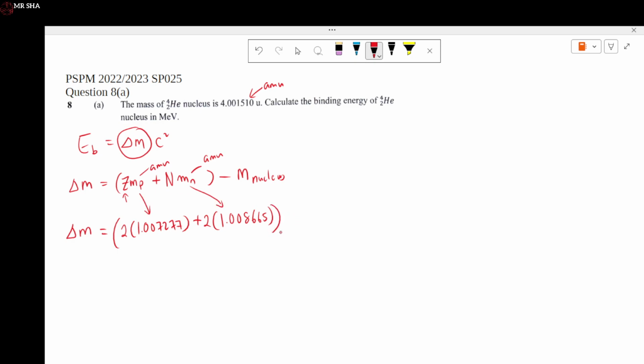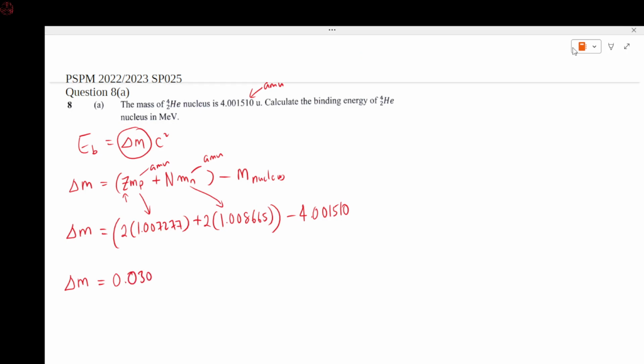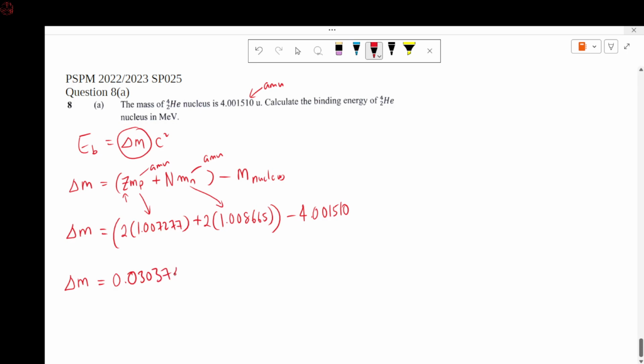So the total of that, minus what you have here, which is the mass of the nucleus, 4.001510. Then what we'll find is the mass defect, or just the difference in masses. That's going to be 0.030374. In general, I highly recommend having 6 decimal points. U, don't forget the unit, it's U, AMU.